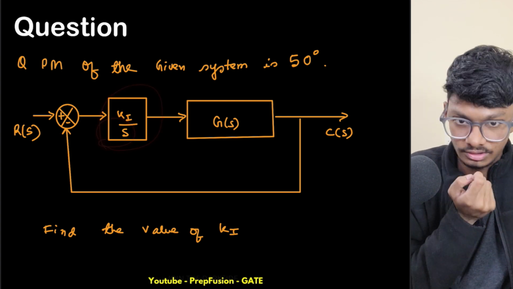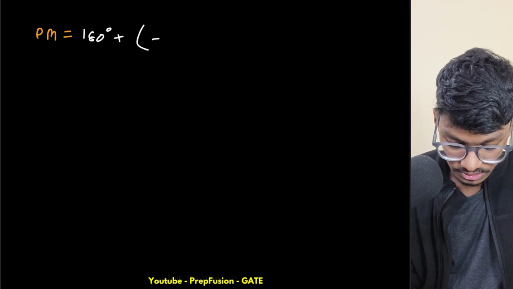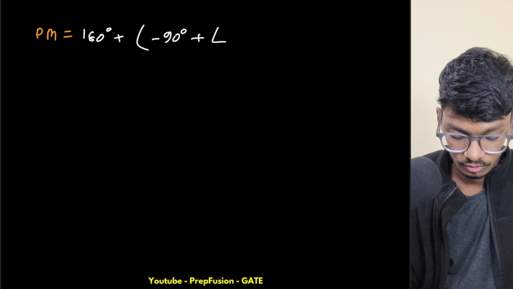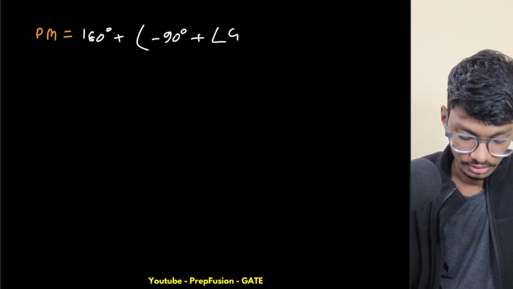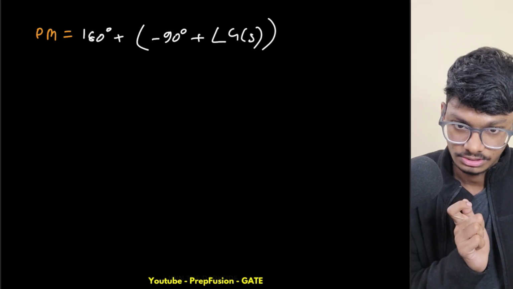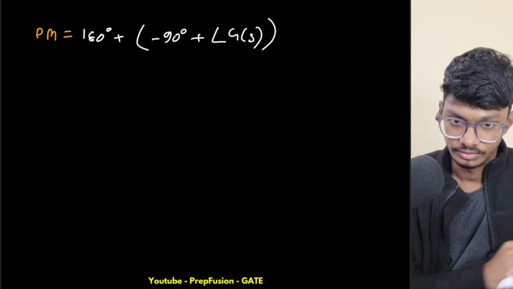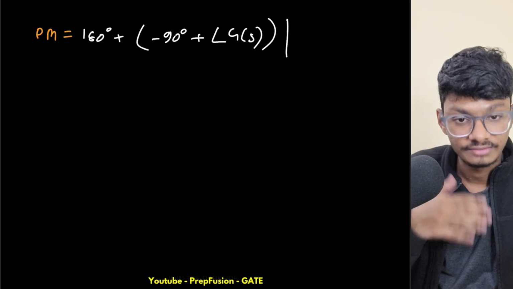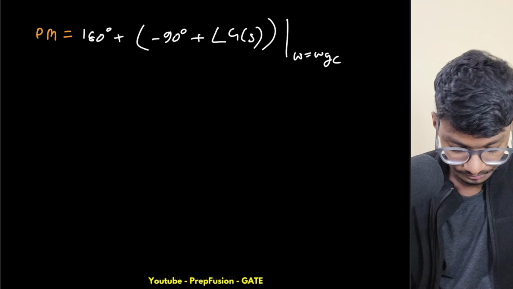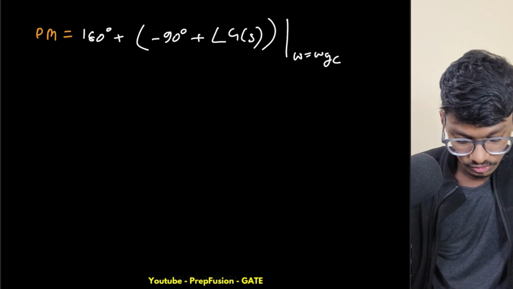We have a pole at the origin, so this is always contributing minus 90 degrees. That is fixed. And I don't know the angle of this, so I will write this in unknown terms, angle of g of s. Now, at what frequency? At gain crossover frequency. If you remember, we find the phase margin at the gain crossover frequency, so this is omega equals omega gc.